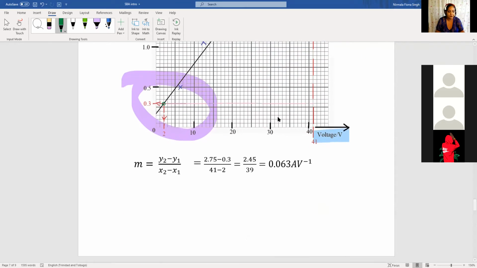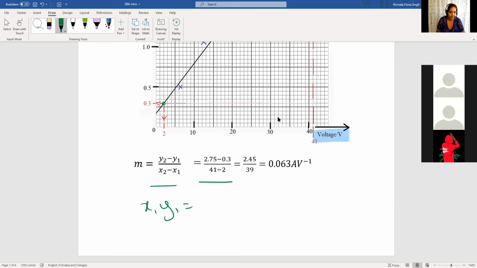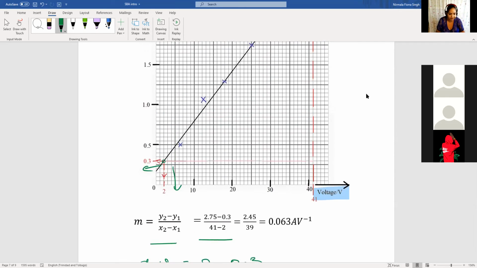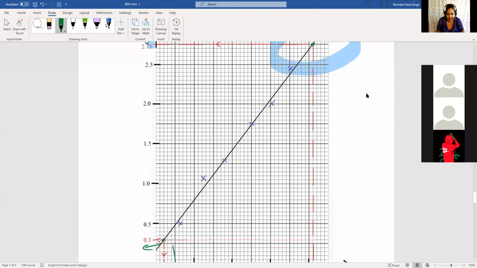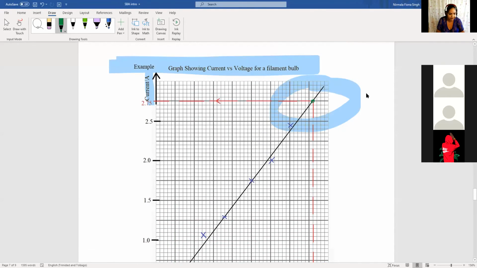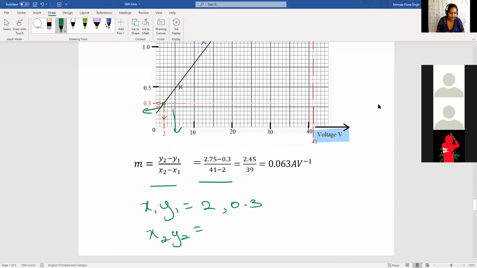Then you are going to write out your formula. You have to read your points accurately. So if you see here, my x1, y1 is x1. You read down to find x is 2. You read across to find y is 0.3. And my x2, y2, write it down. Don't just think about it in your head. If you scroll up, you're going to see it's coming down, it's 41, and going across 2.75. So you're going to get 41 and 2.75.